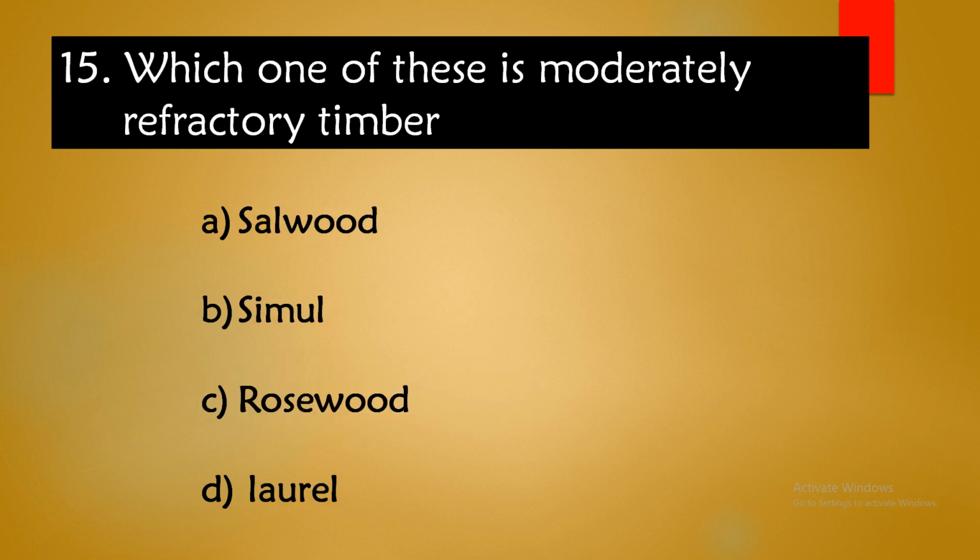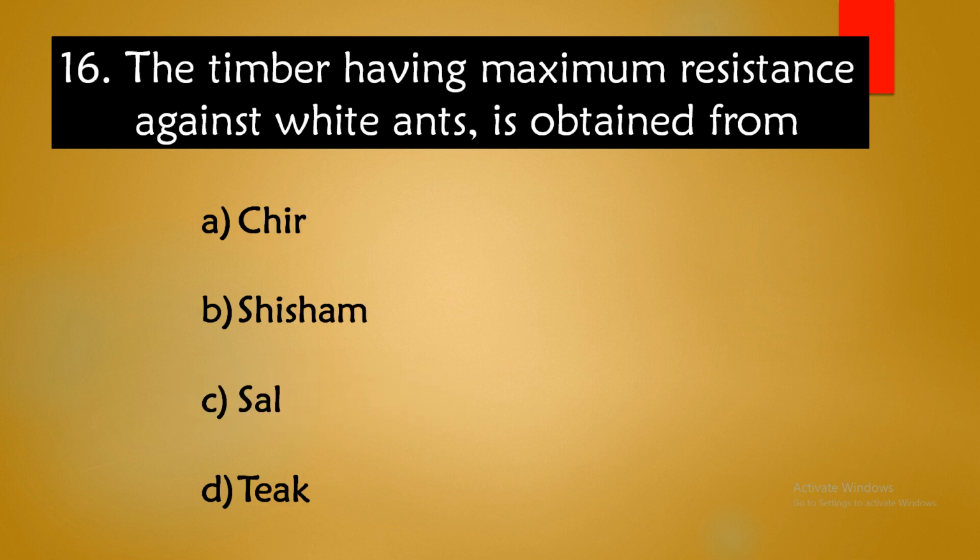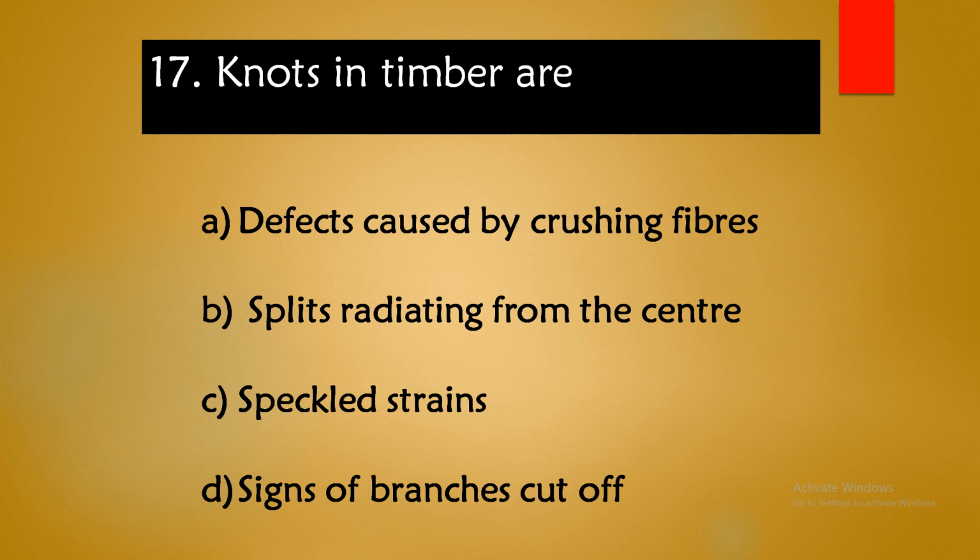Which of these is moderately refractory timber? Sal wood, simul, rosewood, laurel. The answer is rosewood. The timber having maximum resistance against white ant is obtained from: chir, shisham, sal, teak. The answer is shisham, the tree which has maximum resistance against white ants.